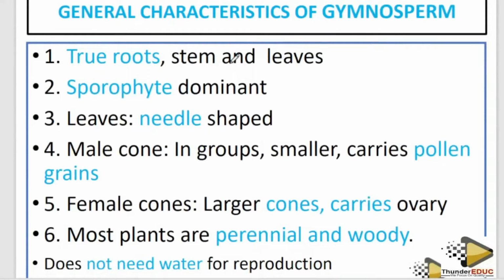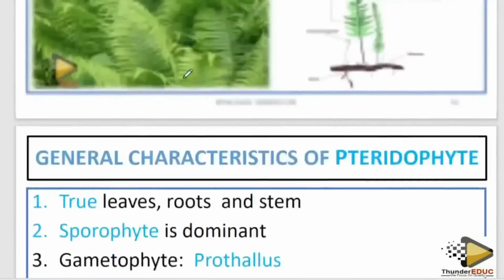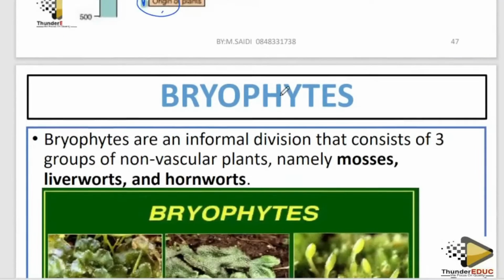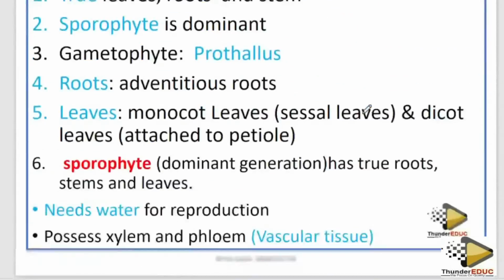General characteristics of gymnosperms, we have talked about that. True roots, sporophyte is dominant. Let me talk about this. All plants have the sporophyte as the dominant generation, but the bryophytes, the first class, have the gametophyte as the dominant generation. This is the only one with the gametophyte as the dominant generation. The rest have the sporophyte as the dominant generation. I think I'm done with this.